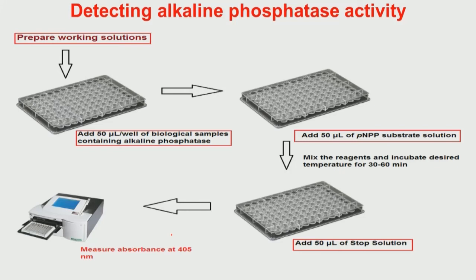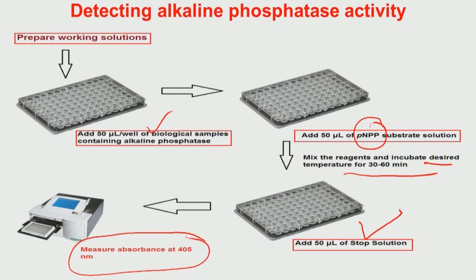This is a little bit more detail on how this assay is conducted. You first prepare the working solution, as I mentioned for other assays. Then add at least 50 microliters per well of biological samples containing alkaline phosphatase. Then you add 50 microliters of PNPP, as I mentioned in the last slide. Then mix the reagents and incubate at the desired temperature, that means 37 degrees Celsius, for 30 to 60 minutes, roughly up to 1 hour. Then 50 microliters of the stop solution is added, and finally the absorbance is measured at 405 nanometer.